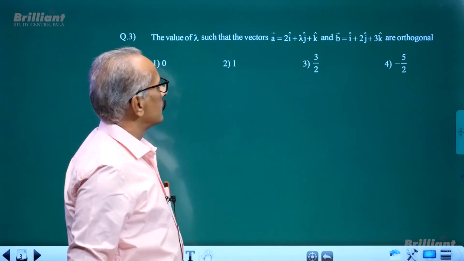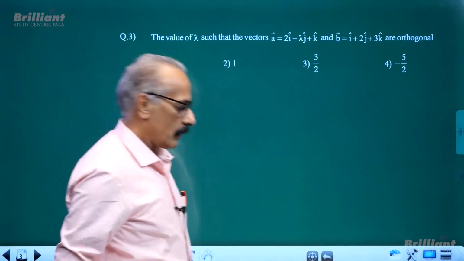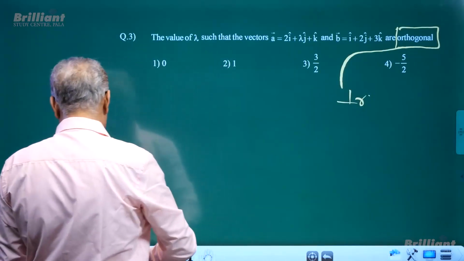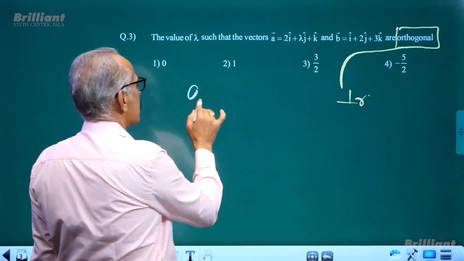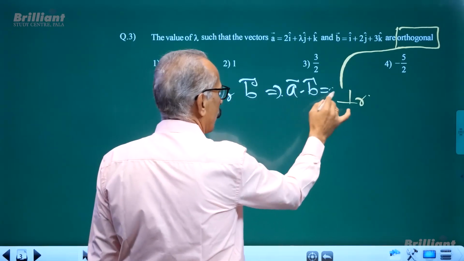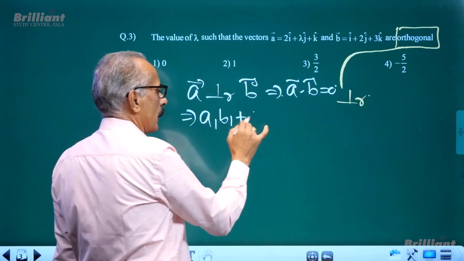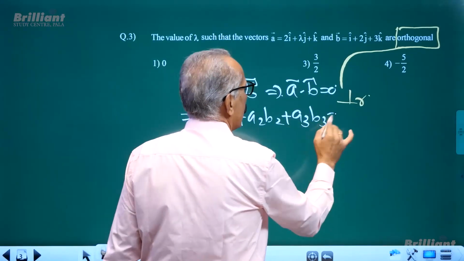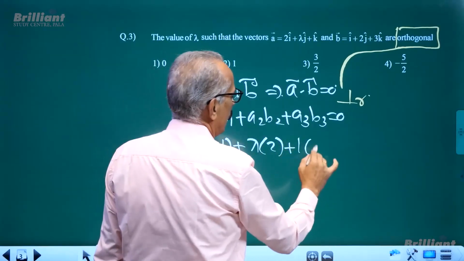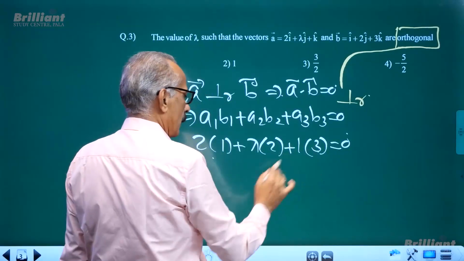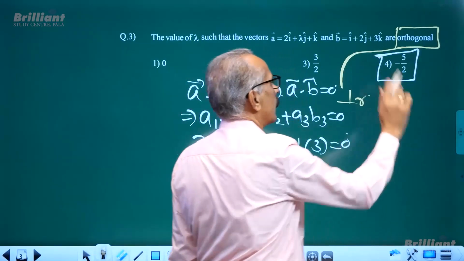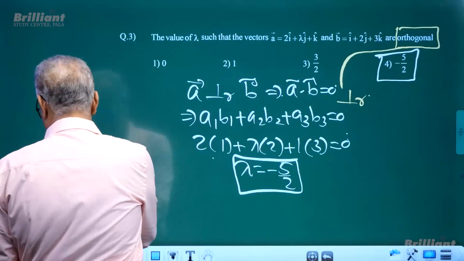The value of lambda such that these two vectors are orthogonal. What is the meaning of orthogonal? Orthogonal means perpendicular. Okay. So that means A and B are perpendicular. What's the condition in vectors? A dot B equal to 0. What is A dot B? A1 B1 plus A2 B2 plus A3 B3 equal to 0. That means 2 into 1 plus lambda into 2 plus 1 into 3 equal to 0. 2 plus 3, that is 5. Lambda is equal to minus 5 by 2. That's your answer. So 4 is your answer here. Well, on to the next question.